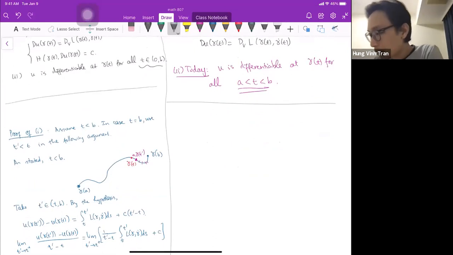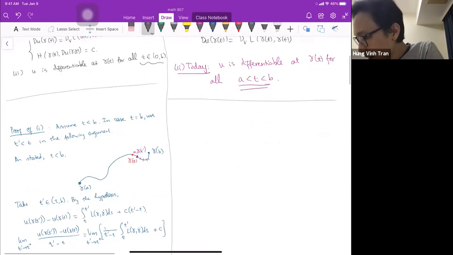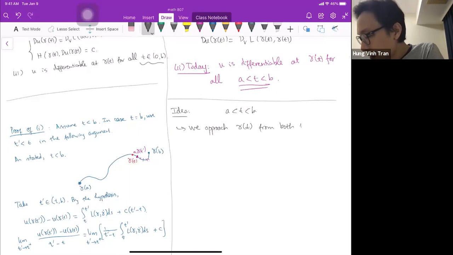The idea is that we have a less than t less than b. So essentially we can approach gamma(t) from both the left and the right.